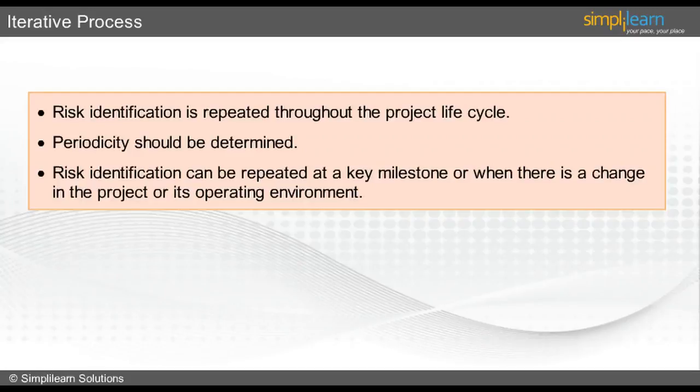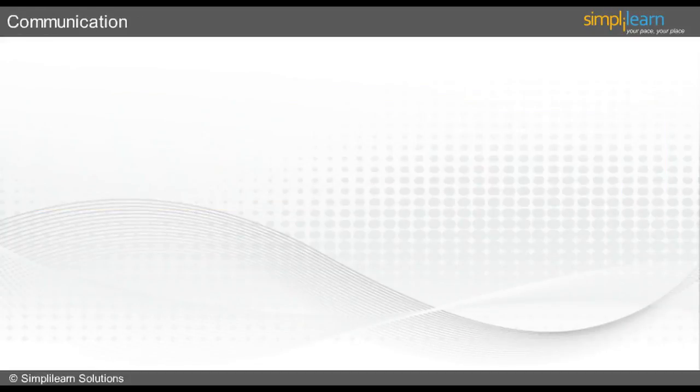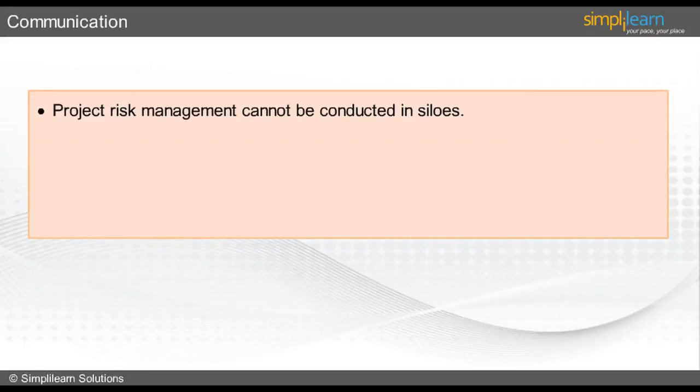Communication is very important while conducting project risk management. Project risk management cannot take place in isolation. The stakeholders should be kept informed about the progress of the project, which in turn helps them to identify the risks as well. Conveying the right information at the right time to the right person or stakeholder is called effective communication.